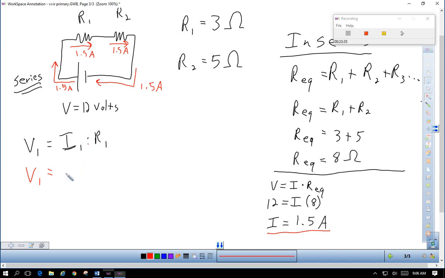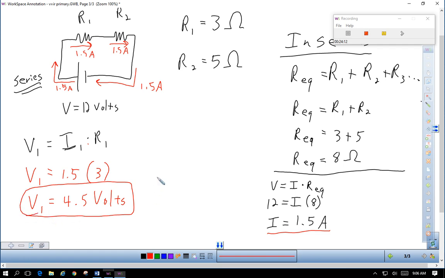So let's see, V1 equals I1, which was 1.5, and R1 is 3. All right, and so if we take 1.5 and multiply by 3, see, 1.5 times 3, I get 4.5 volts. And so that means the voltage through number 1 is going to be 4.5 volts.